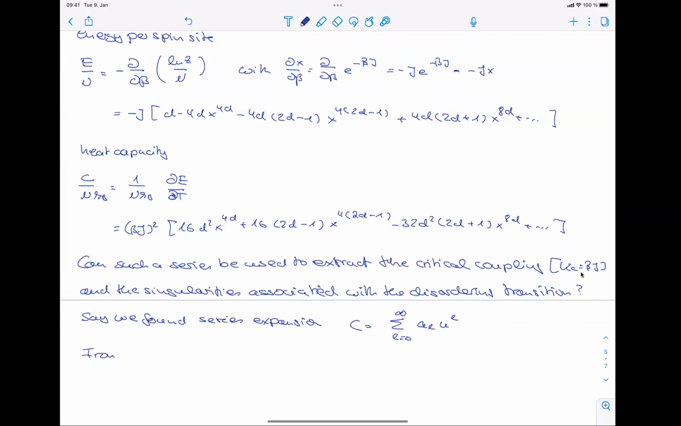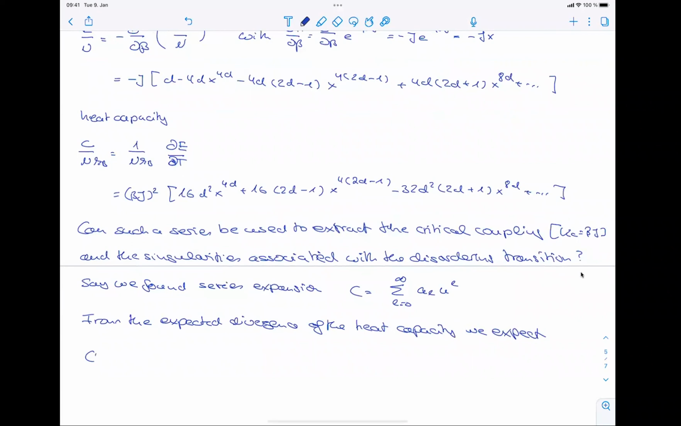And now from the expected divergence of the heat capacity, we expect, so physically you expect some prefactor and then a 1 minus u over u_c to the power of minus alpha, where right now I'm treating u as an expansion variable, but we're thinking about the temperature here, right? T over critical temperature.